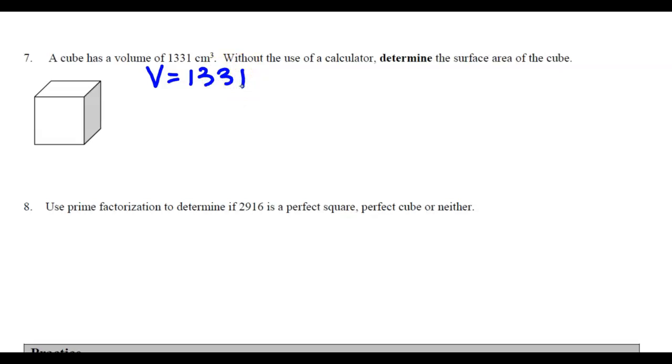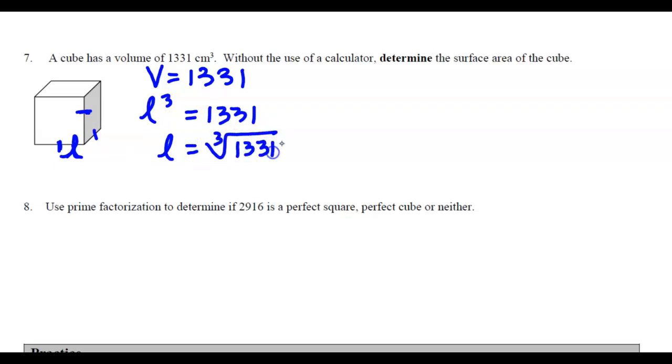So a cube is a special prism, right? It just has all the dimensions the same. But the volume of a prism is length times width times height. And if they're all the same, because this is the same as this, is the same as this, all of those, then the volume is the length cubed. I use a written L just so that it doesn't look like a 1. And so L is the cube root of 1,331.